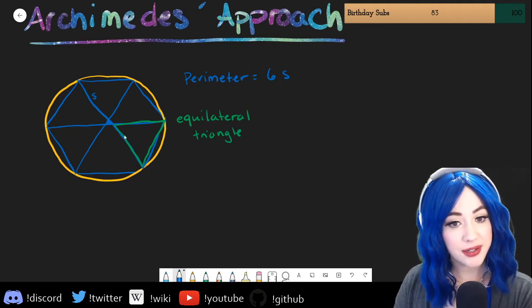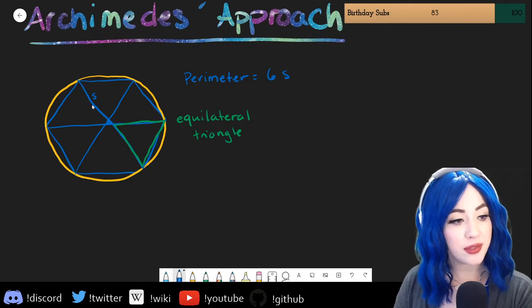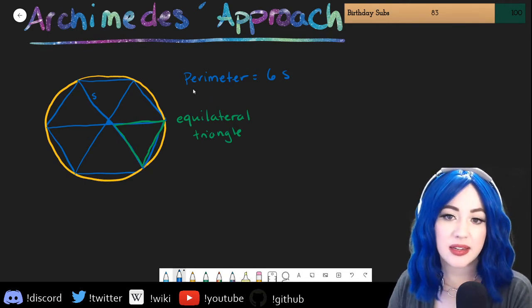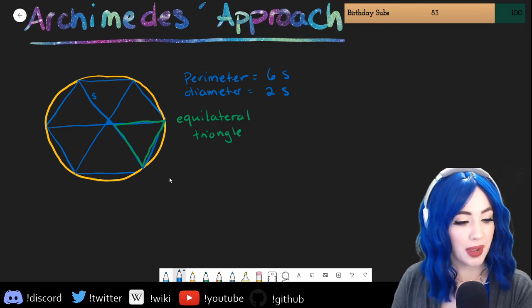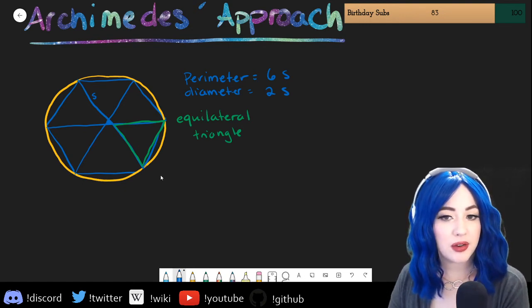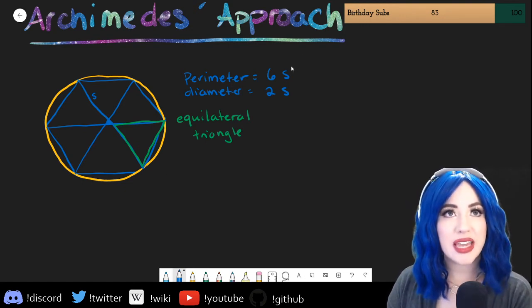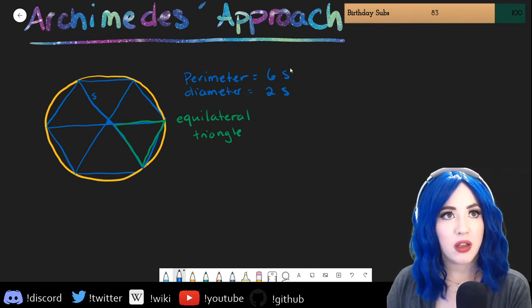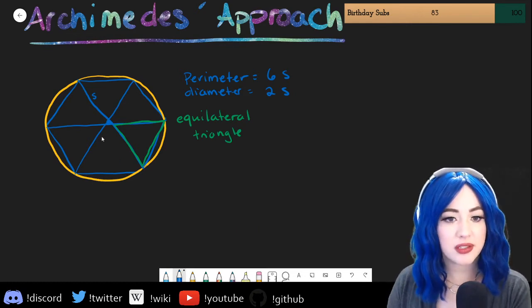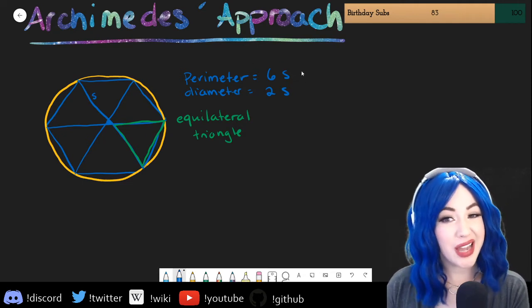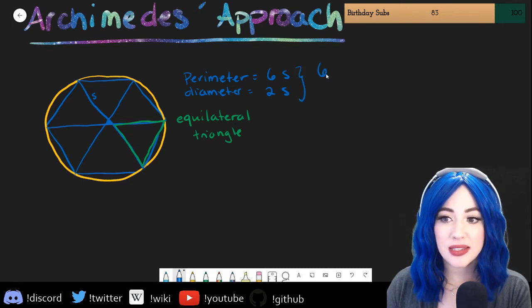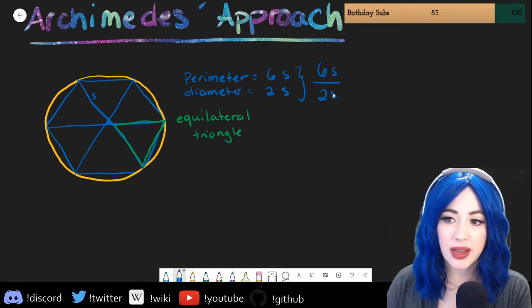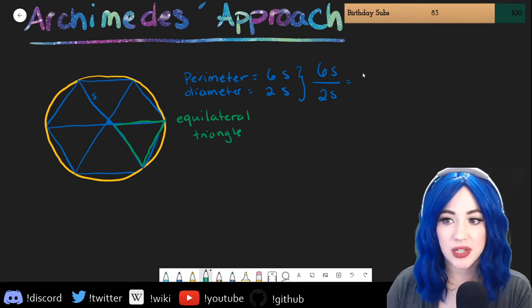And our diameter, the line that cuts through our shape, is going to be 2S. Okay? And so we know that we want to get the best judgment for the ratio of the circumference to the diameter of a circle. So if we try a ratio of the perimeter to the diameter, we would get 6S over 2S, which is 3.